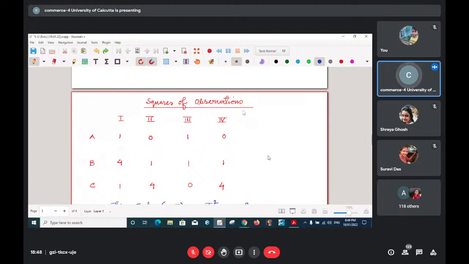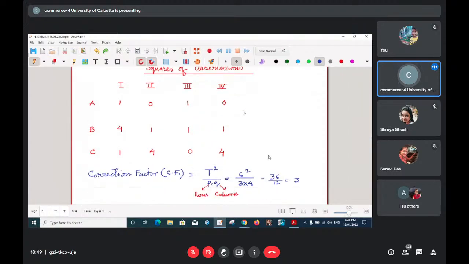So in this case, what will be the correction factor? How to write the correction factor? It is T square, that means sum total squared divided by p into q. What is p? P is the number of rows and q is the number of columns. Last day, if you remember, I assumed m and n. You can also write m and n, or a and b. I have no problem. But whatever you write in the examination, please specifically mention it. It is not that because I am writing P and Q, you are bound to write P and Q.